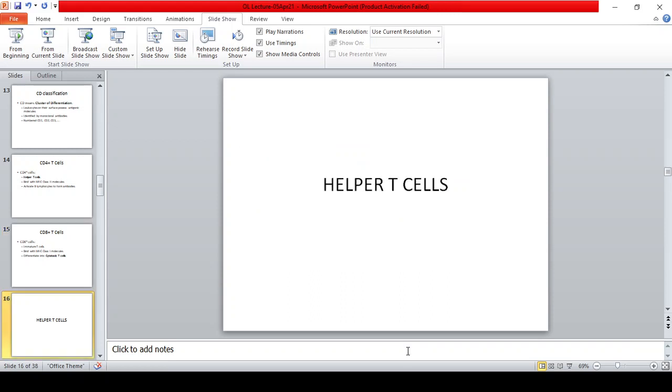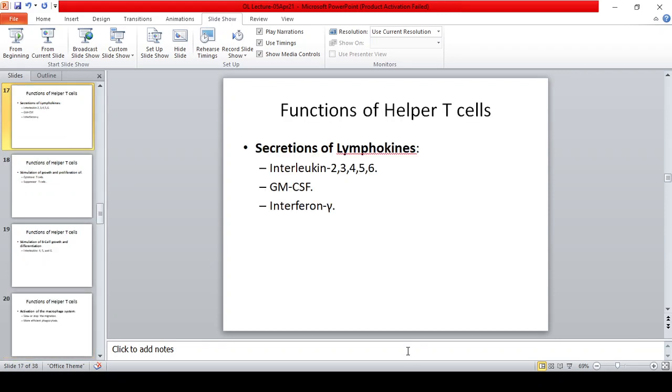Now coming to the functions of the helper T cells. Secretion of lymphokines like interleukin 2, 3, 4, 5, 6, the granulocyte monocyte colony stimulating factor, and interferon gamma.